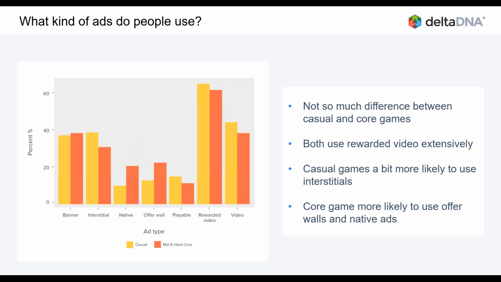What is interesting is the core games are much more likely to use native ads and offer wall. That's not the majority of them, but they're just more likely in general to engage in those types of ad formats, which makes sense as well because offer wall is quite a heavy investment for the player, and so you have to give them something that's quite chunky back. And strategy games, or core games, lend themselves to that kind of setup.